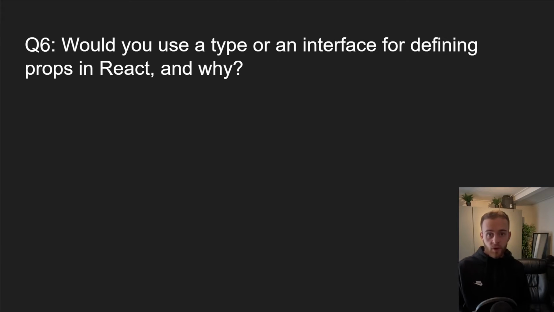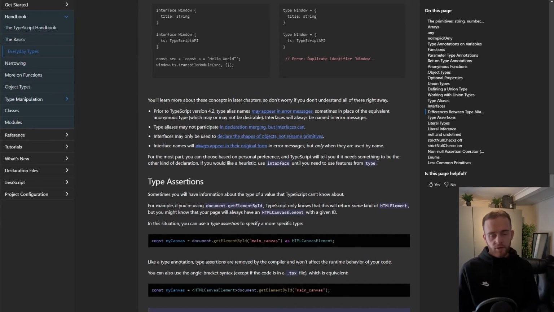Next question, which is quite a difficult one. Would you use a type or an interface for defining props in React, and why? This is a pretty difficult question for a junior developer, and I think it's also a good question to see whether he or she is honest, because if you don't know the answer to this, and that's true within every interview, then just tell them. Or you can of course also tell them, well, I don't know it for sure, but I think this and this. In this case, it actually comes down to personal preference, right?